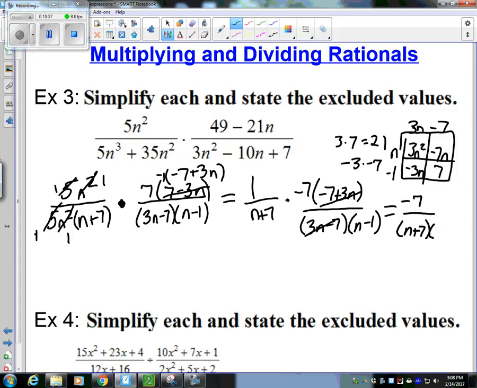And now we have to state the excluded values. So we go back to the beginning, any of the denominators that we simplified, the factors. So here we have n squared. What will make n squared 0? That would be 0. So n cannot equal 0. And then another factor in the denominator that we cancel out with the variable is 3n minus 7. If you can't figure out what number makes that 0, make it equal to 0 and solve it. You'll get 7 over 3. So those are your excluded values. n cannot equal 0 and 7 over 3.